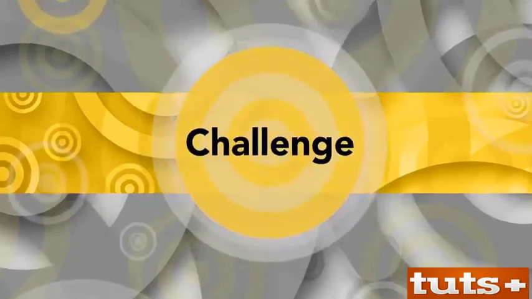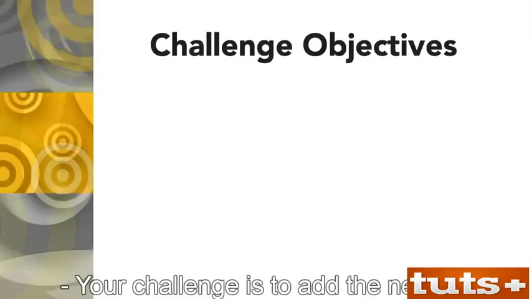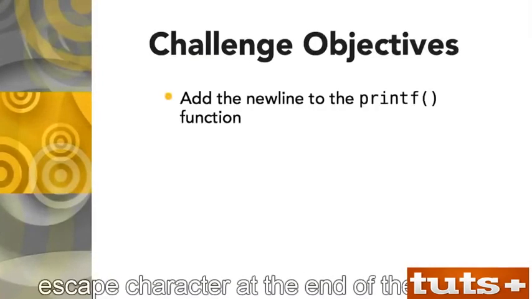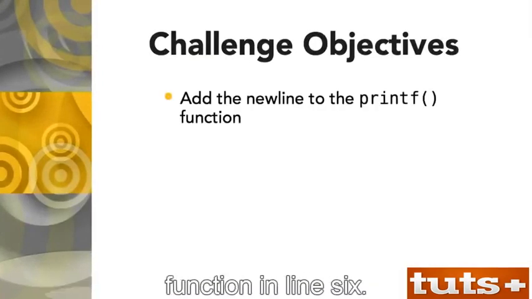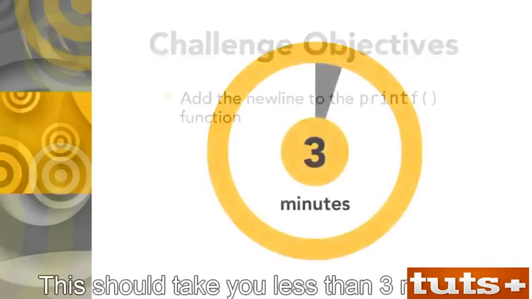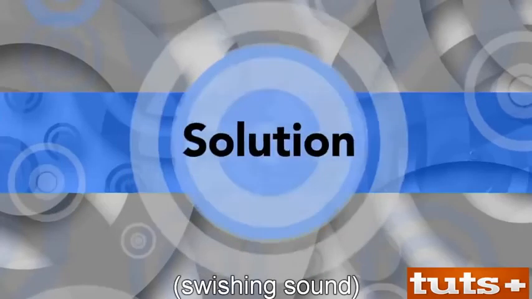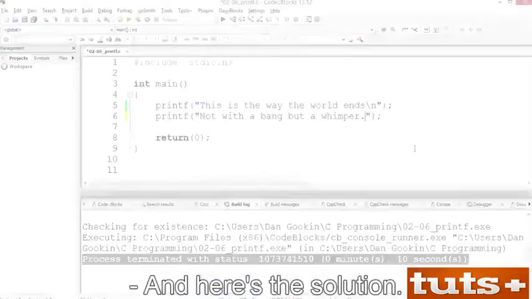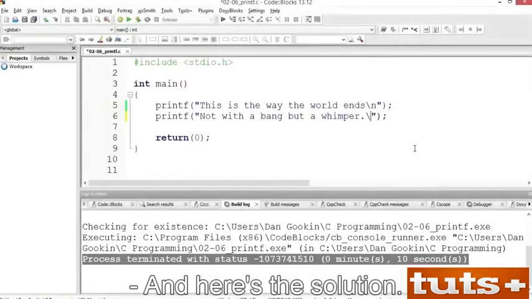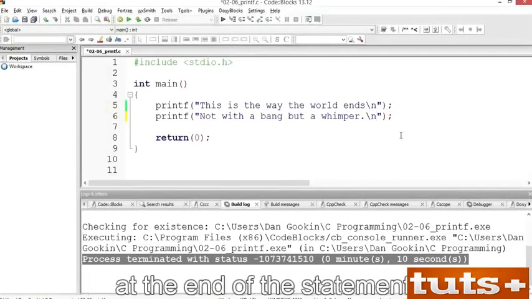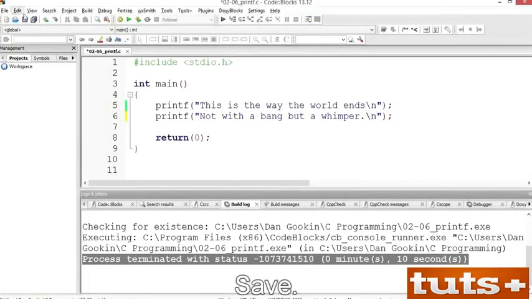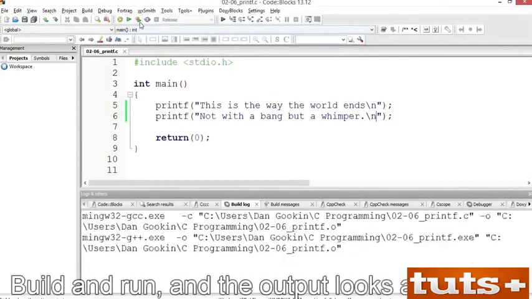Your challenge is to add the new line escape character at the end of the printf function in line 6. This should take you less than 3 minutes. And here's the solution. There's the new line escape character at the end of the statement. Save, build and run, and the output looks a lot better.